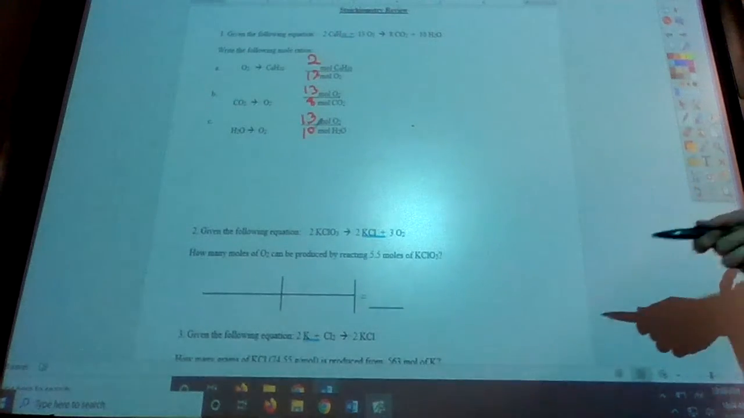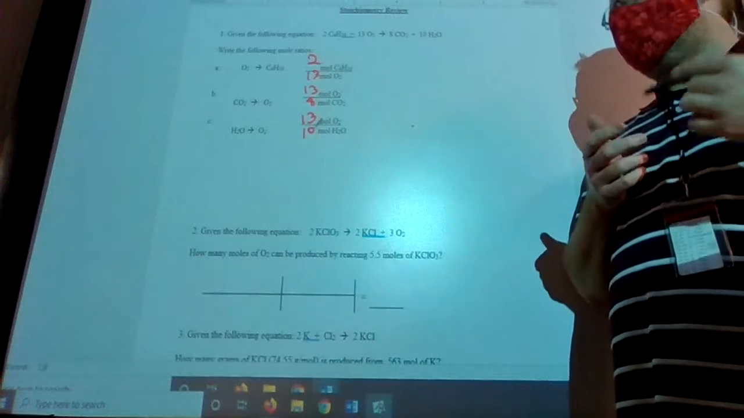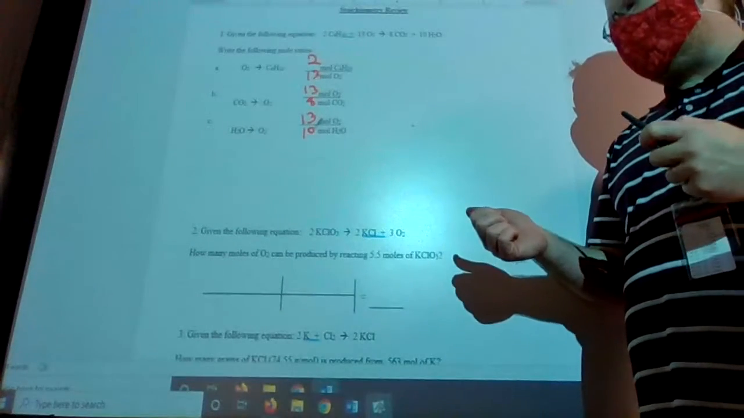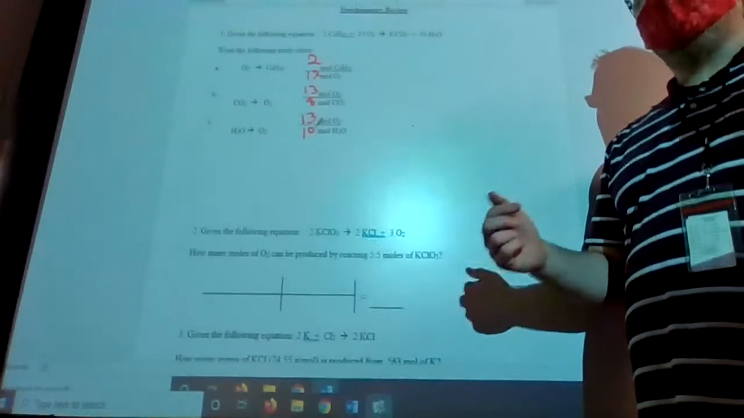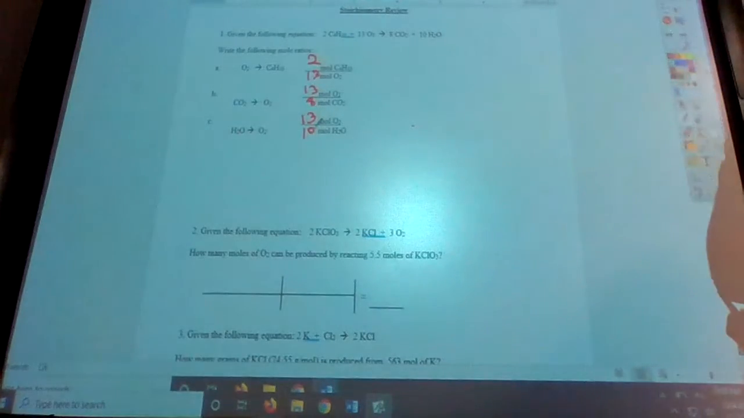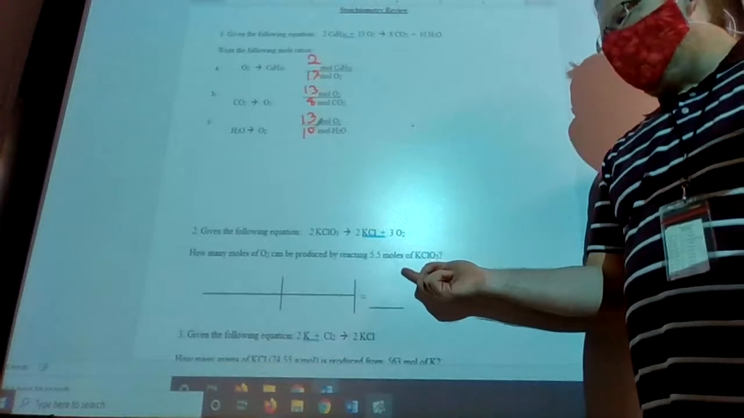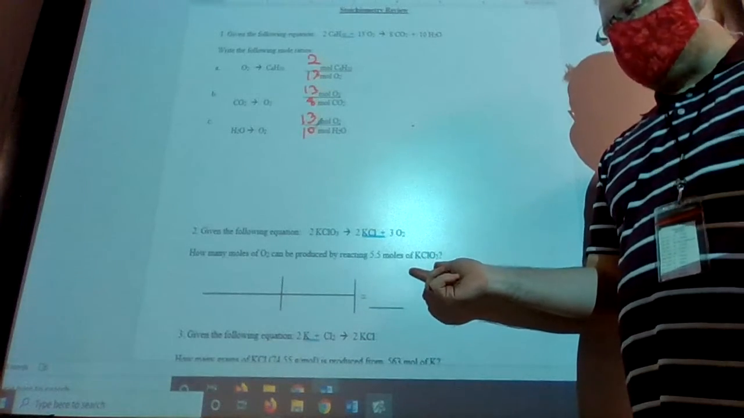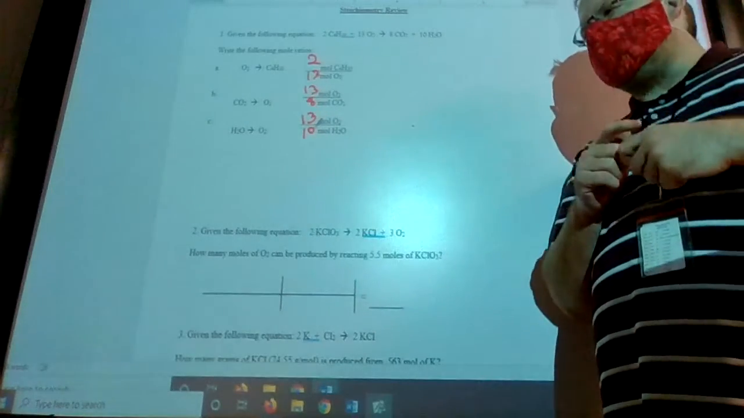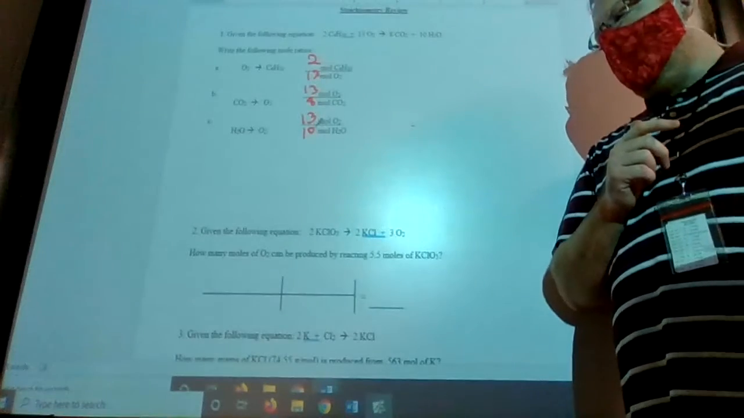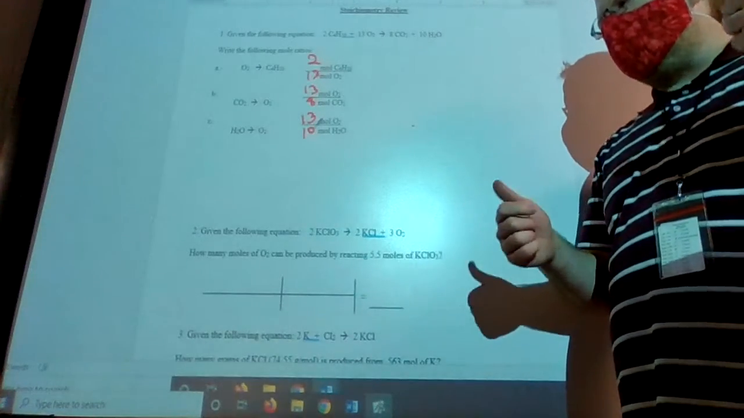So now I've got to do number 2. Number 2 is the next problem. I've got A, B, and C done for number 1. Number 2 is asking me for what? So what are they giving me to start off with, and what are they asking me to answer in? They give me 5.5 moles of KClO3, and they're asking me for moles of oxygen. So I'm going moles to moles. I'm going from KClO3 to oxygen. That's my starting chemical and my ending chemical.